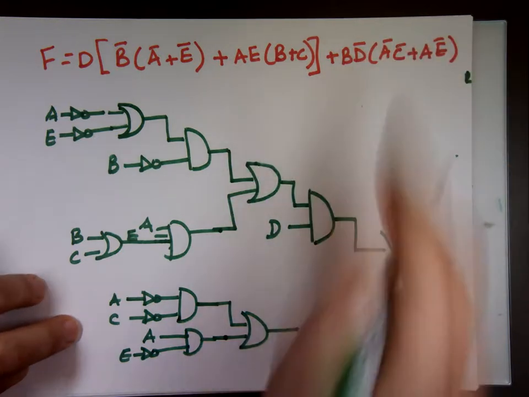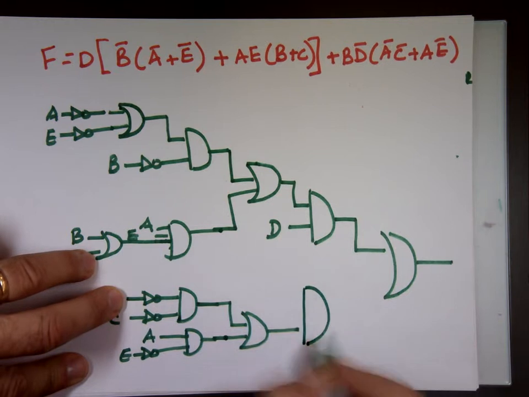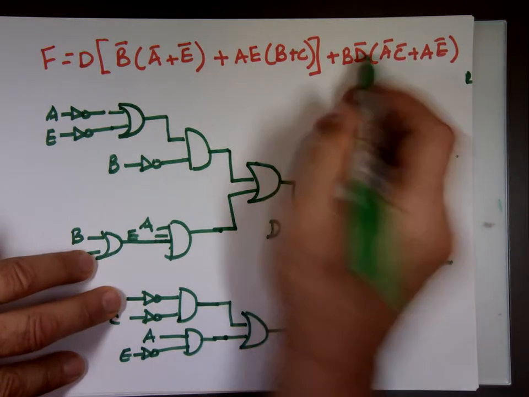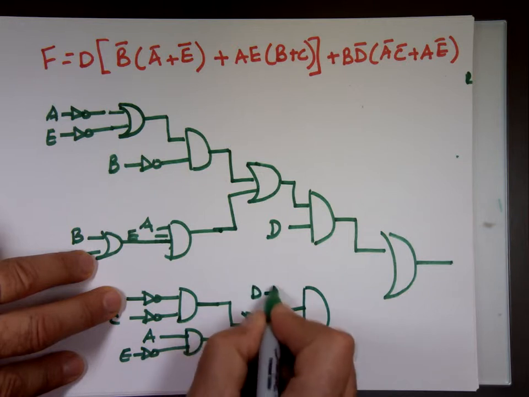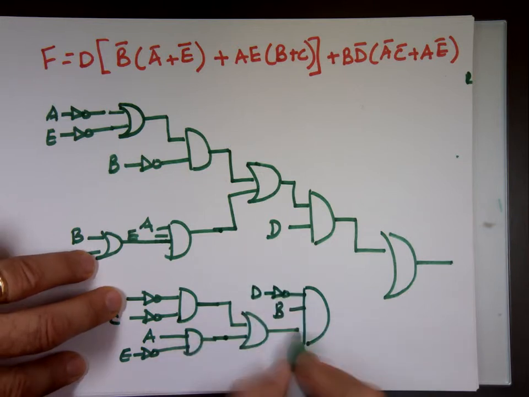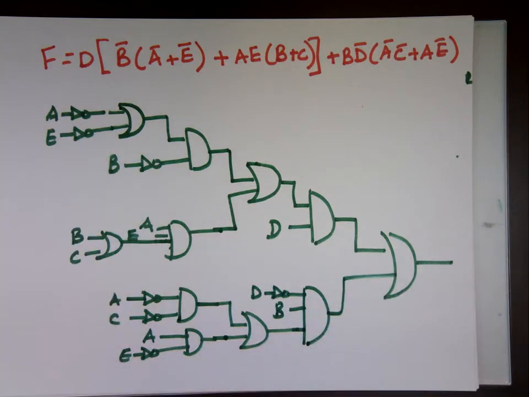The result is ANDed with what? The result is ANDed with B and D bar. This is B, and this is D with the NOT gate. And all that is ORed with this one. That's what the design looks like if you were to build it without simplifying.